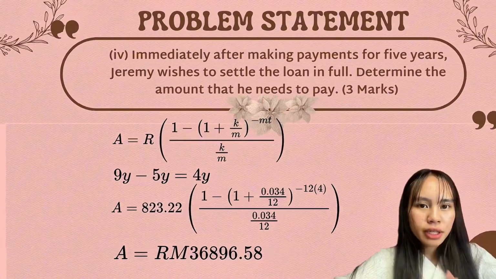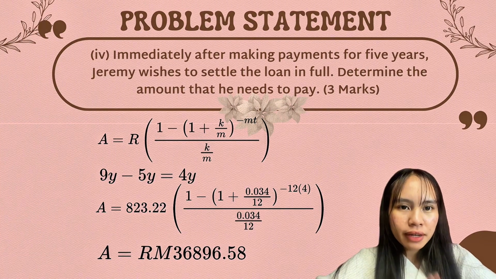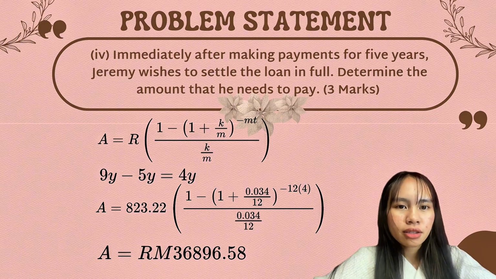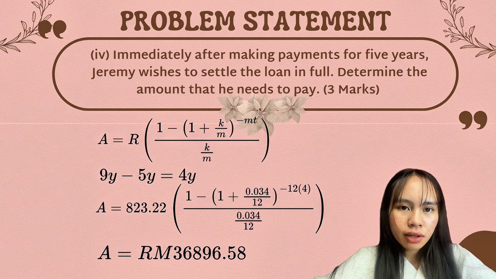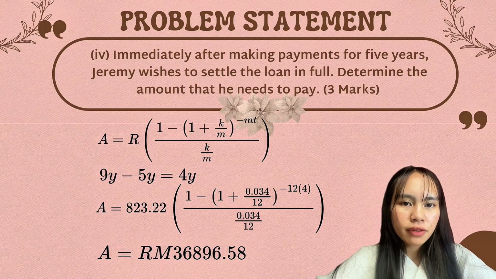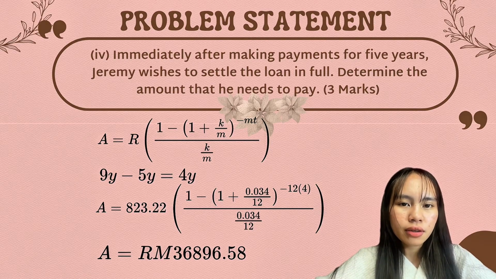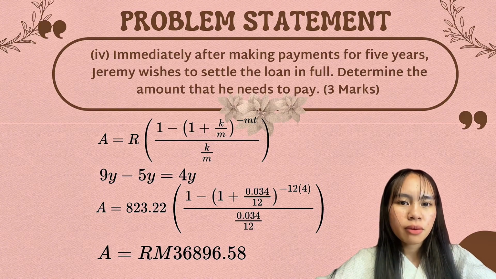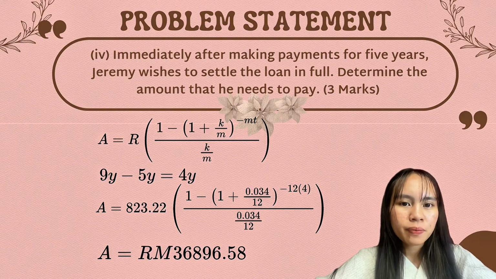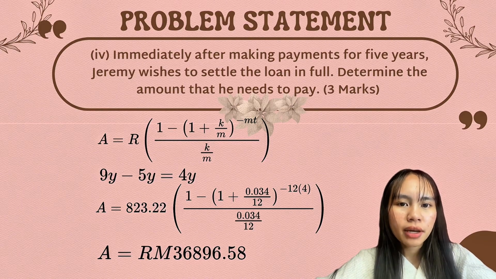Question 2, Roman 4. Immediately after making payment for 5 years, Jeremy wishes to settle the loan in full. Determine the amount that he needs to pay. So the keywords here are after making payments for 5 years. Before we start to calculate the value, we must refer to question 2C, which states that the finance company charges interest at 3.4% compounded monthly, and the loan is to be repaid over a 9-year period. So in this situation, there is a total of 9 years to repay the loan.